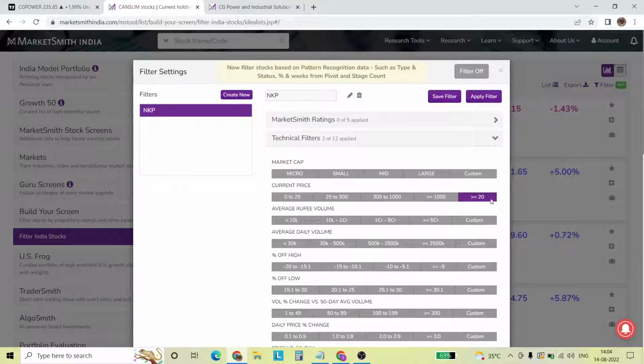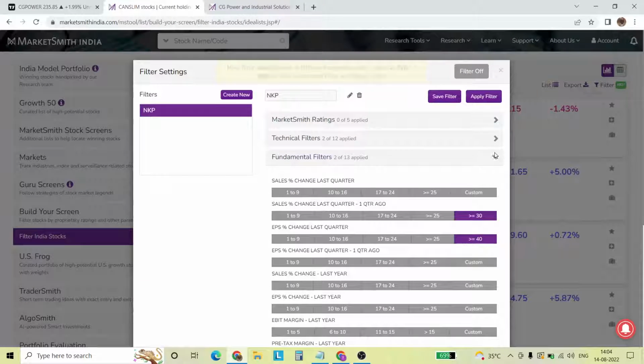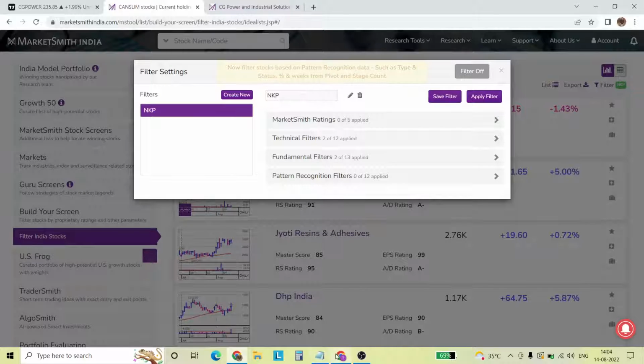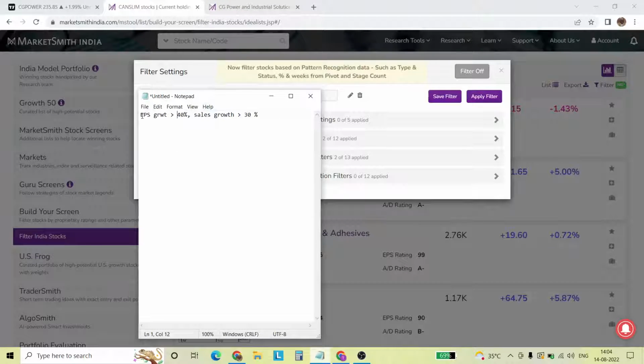That's it guys, this is one of my criteria, one of my stock selection methods. I actually have three kinds of methods. One is on the basis of earnings growth and sales growth, which we are going to talk about today. The other two we'll be talking about next weekend. Next weekend I'll be showing the second and the third method that I use.